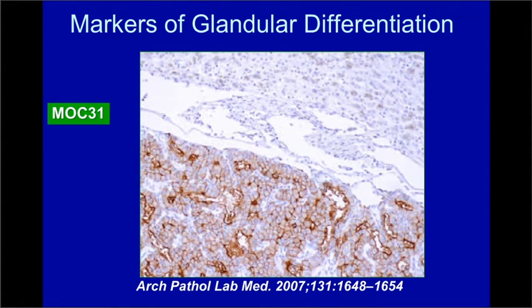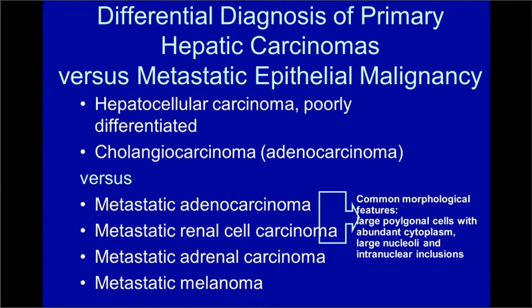MOC31 is a useful marker of glandular differentiation. So if we're evaluating a liver nodule and we're trying to decide, is it hepatocytic differentiation or glandular, we could start with MOC31 and HepPAR. If it's MOC31 positive, it's probably an adenocarcinoma or cholangiocarcinoma and not hepatocellular. If it's negative for MOC31 but positive for HepPAR, then we're likely dealing with hepatocellular carcinoma, and we can add other markers as needed to further the differential diagnosis.